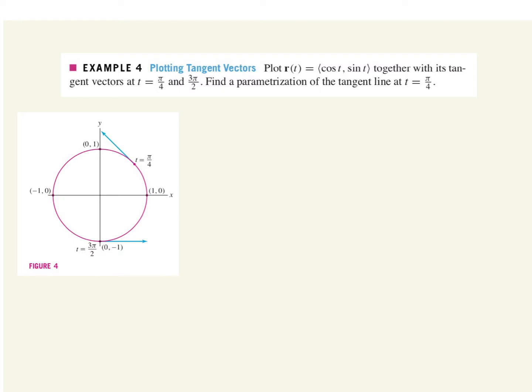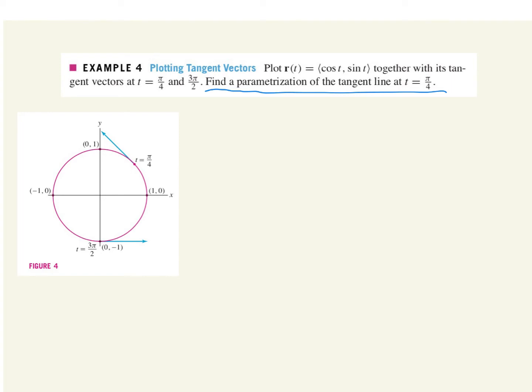So I've given the graph, plot r of t is equal to cosine t, comma sine t, together with its tangent vectors at t is equal to pi over 4 and 3 pi over 2. Find a parametrization of the tangent line at t is equal to pi over 4. So the plot is given. Our focus is right here.